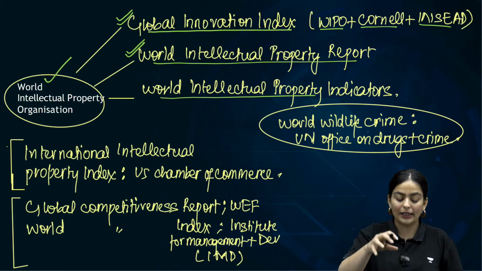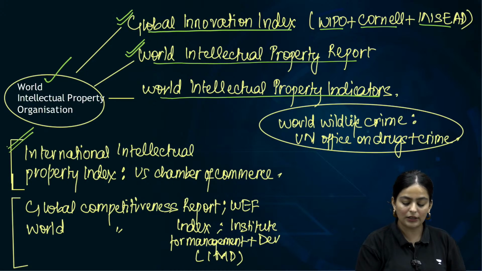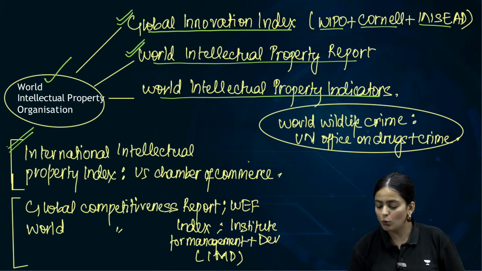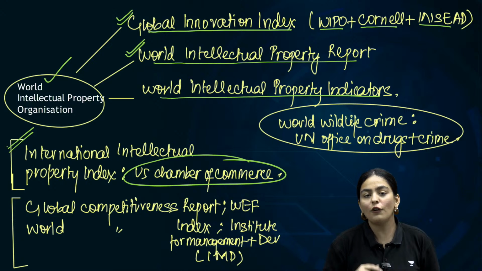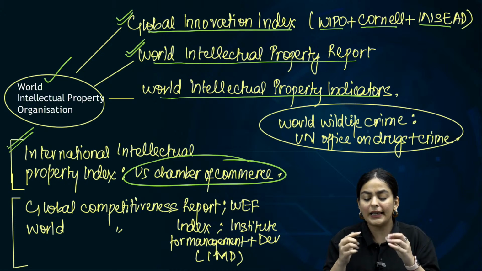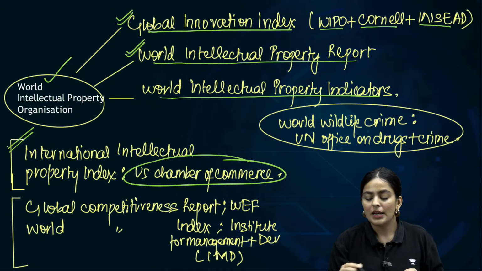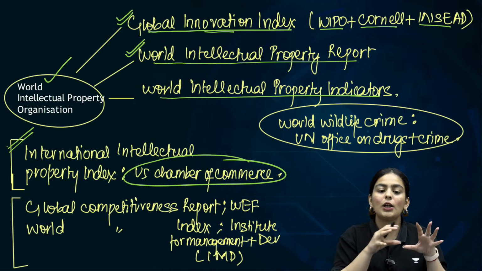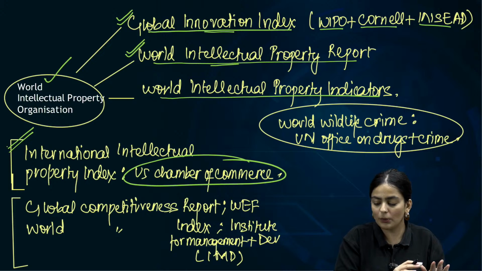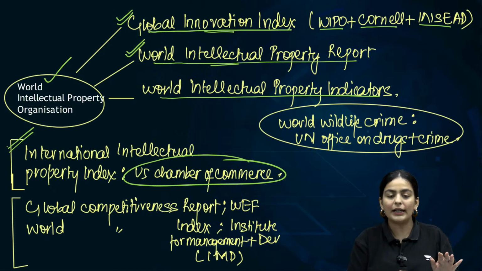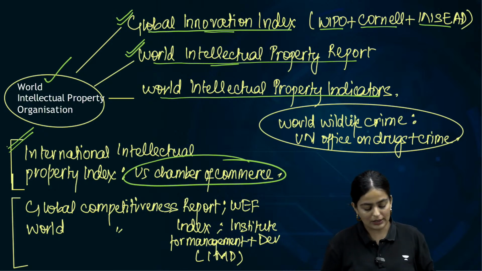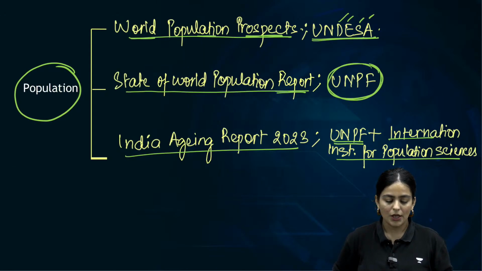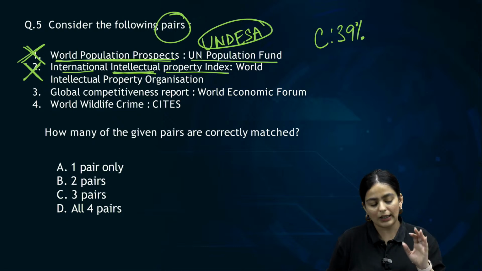The International Intellectual Property Index, on the other hand, is launched by the US Chamber of Commerce. So make this distinction. Whenever there are innovation related or intellectual related words, it will be WIPO, but the International Intellectual Property Index is US Chamber of Commerce. Clear about this? So that is why the second statement is incorrect.